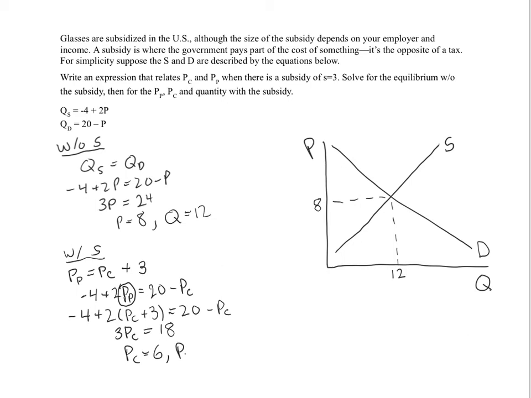Then we can add the $3 subsidy to get PP. So if the consumer pays the producer $6 and then the government pitches in 3 more, we can plug that into the equation or just intuitively add the 6 and 3 to get 9.